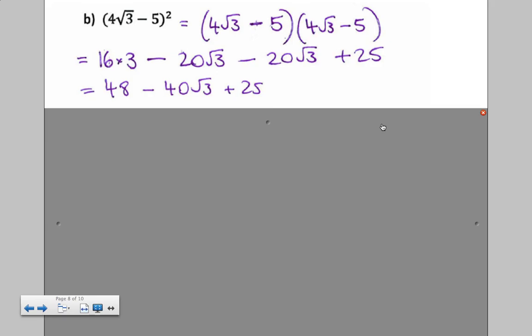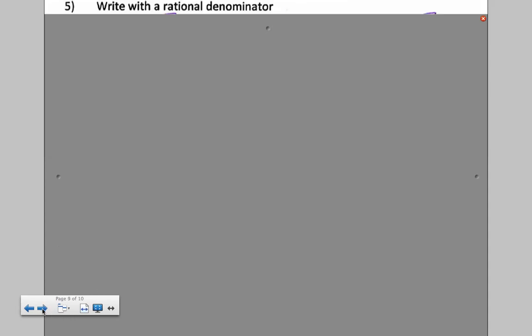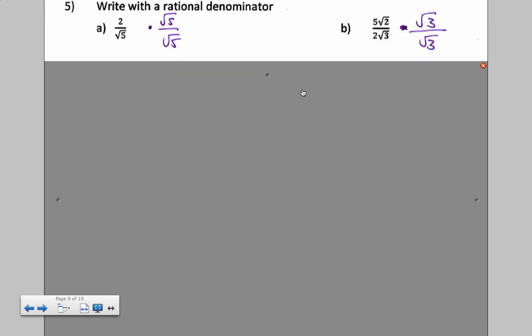And then we can collect like terms. So minus 20 root 3 minus 20 root 3 is minus 40 root 3 plus 25. And then those two are like terms, I can put them together. We did a lot of this in trig, so shouldn't be a problem.